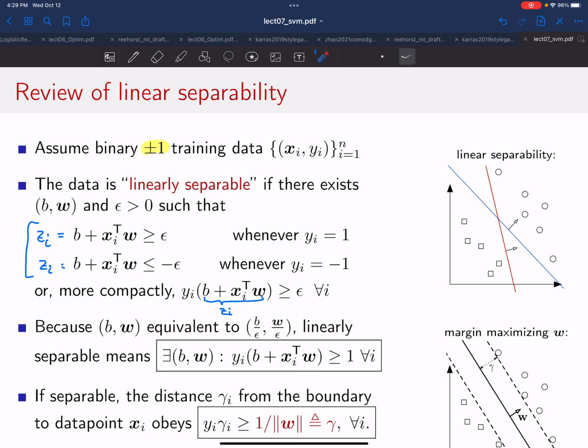It basically says there exists, that's what this backwards E is, there exists some b and w pair such that the sign-corrected score is greater or equal to 1 for all your training samples i. If you can find a b and w where this holds for all i, that is basically what it means to be linearly separable. Okay, so this is going to be an important equation for us going forward. Any questions on this?